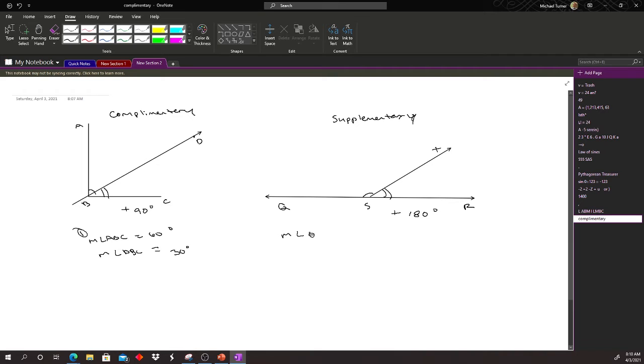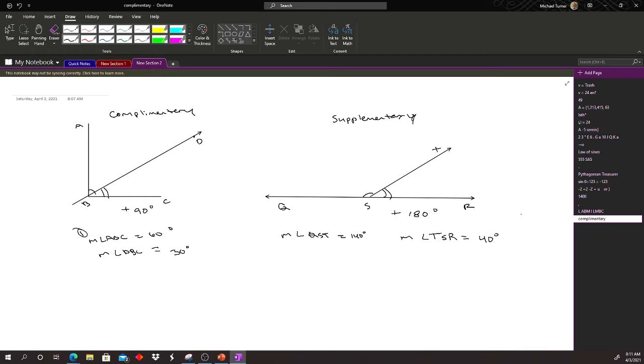Similarly with supplementary angles, we'll call this Q, R, S, and T. If the measure of angle QST is given as 140 degrees, and I tell you that the angles are supplementary, then the measure of angle TSR, 180 minus 140, would be 40 degrees. So you have a couple of questions like that for complementary and supplementary angles.